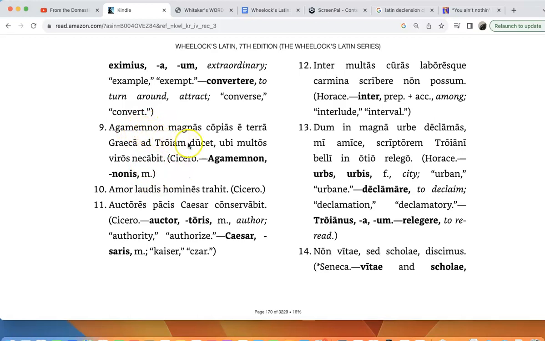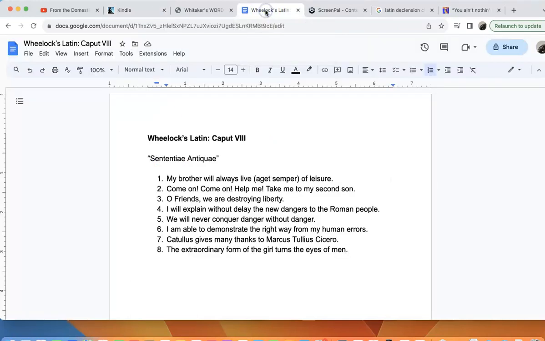So Agamemnon, magnas copias ex terra Graeca Troiam ducet ubi multos viros necabit. So we got a little longer one here. So Agamemnon will lead many troops from the territory of Greece, literally from the Greek territory, to Troy, where he will kill many men. So let me write that down here.